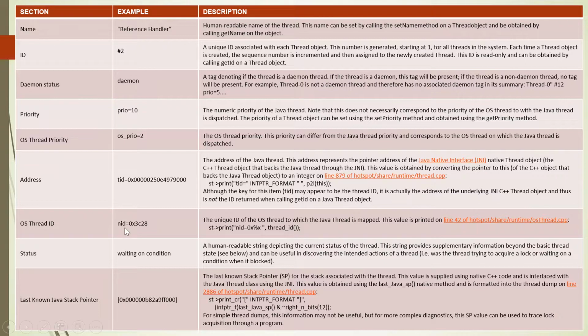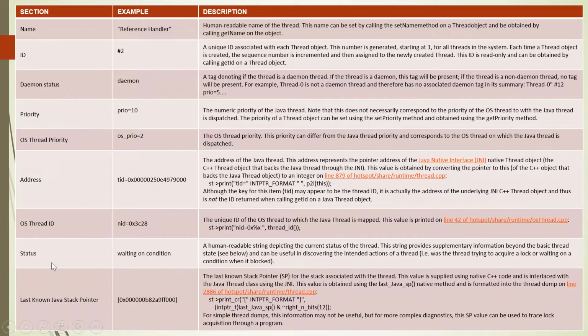Okay, so you can see this NID. NID is equal to 0x3c28, whatever this value is. This is the OS thread that is mapped to this thread, because every thread that you are running inside your JVM will automatically map to an OS thread to perform its operation. So this NID will give you the OS thread ID, in a similar fashion that TID gives you the JVM thread ID.